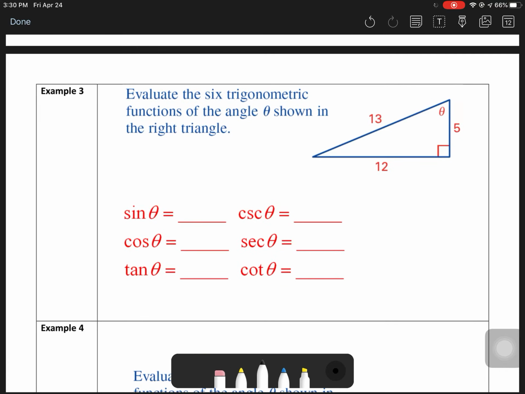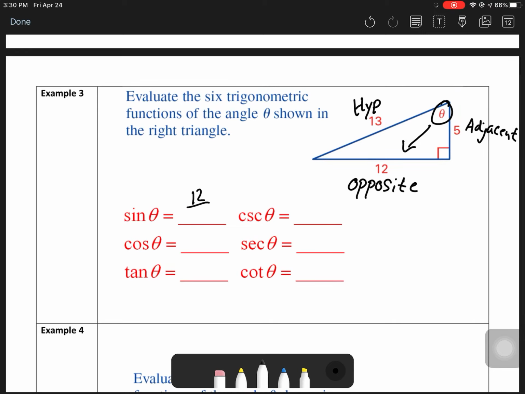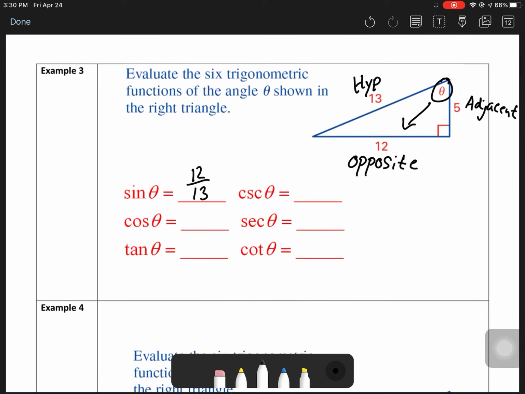So here we have some actual numbers, so we can apply this. So sine of theta, here's theta in this corner. Sine is opposite over hypotenuse. So let's go ahead and identify our different sides. So this is opposite. This is the adjacent. And 13 is the hypotenuse. So sine is opposite over hypotenuse. So we get 12 over 13.